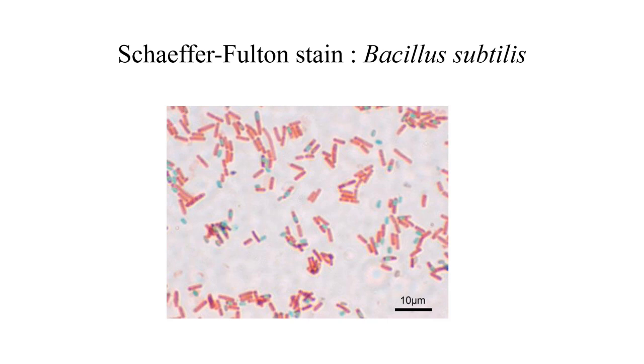So we will get an observation like this. The Schaeffer-Fulton stain of Bacillus subtilis. Here you can see the green colored endospore with red colored bacilli. The red color is the stain of safranin and the green color is the stain of malachite green. That means once the organism takes up the malachite green, it resists decolorization with water. So the endospore will be seen in green color with red colored bacilli here.